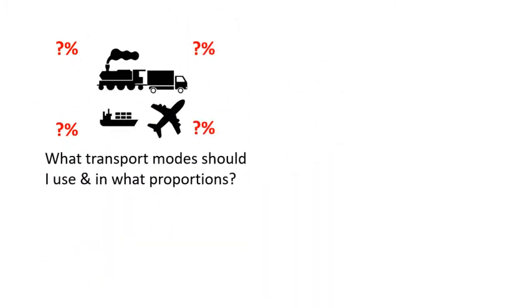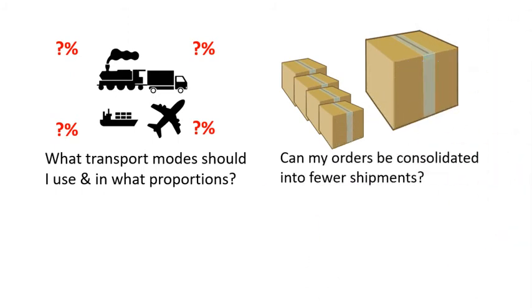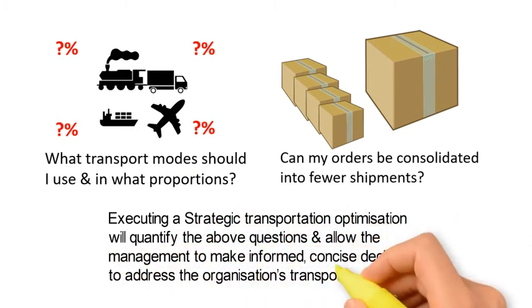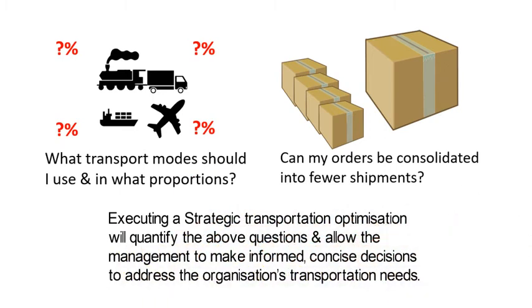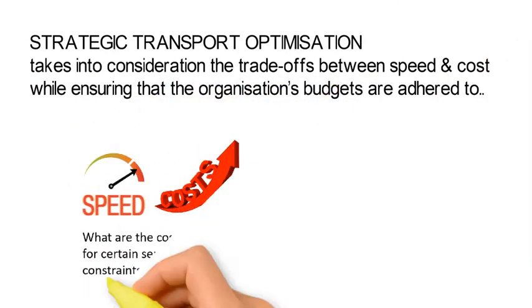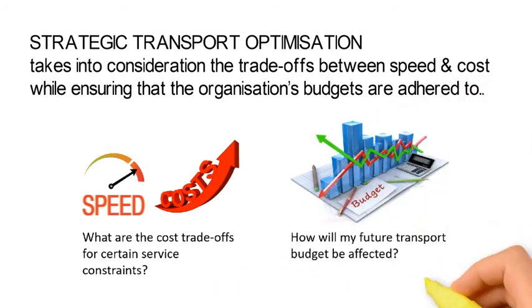Strategic transportation optimization, on the other hand, looks at more macro level questions, such as what transport mode should I use, in what proportions, can my orders be consolidated? Executing such an optimization will quantify the above questions and allow the management to make informed, concise decisions to address the organization's needs. Strategic transportation optimization takes into consideration trade-offs and budgets. Sometimes a higher cost has to be incurred to obtain the speed required and the need to fulfill customer service expectations. This must be done within the boundaries of the company's budget and reflect the worth of that customer's business for the company.